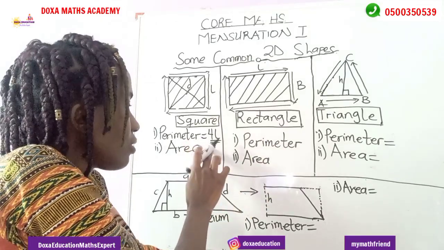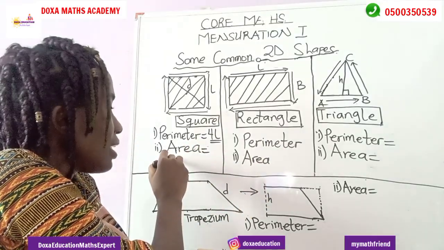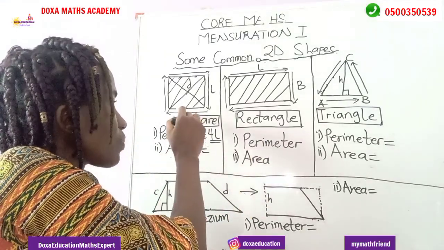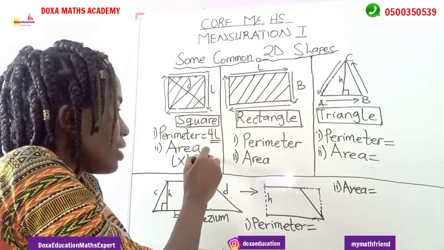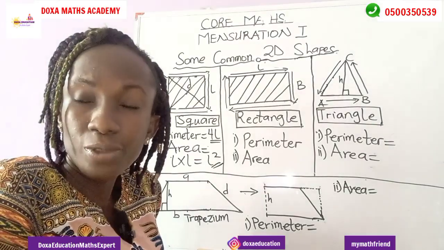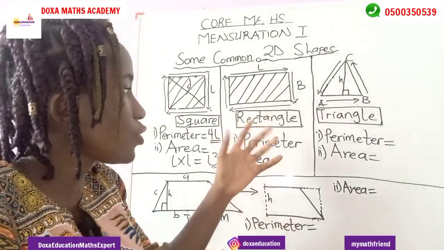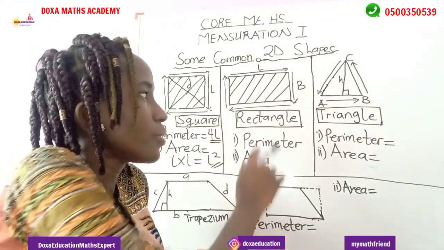The area, since all the sides are equal, is going to be, just pick one length here and one length here, multiply them. L times L, making L squared. Good. So that is it for square. We'll move to the second shape, rectangle.